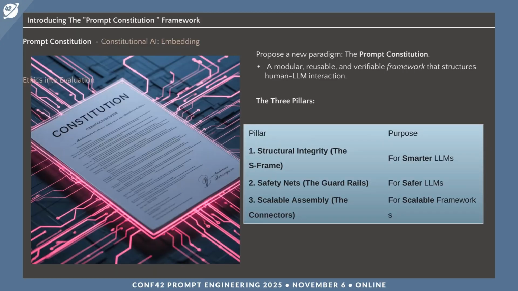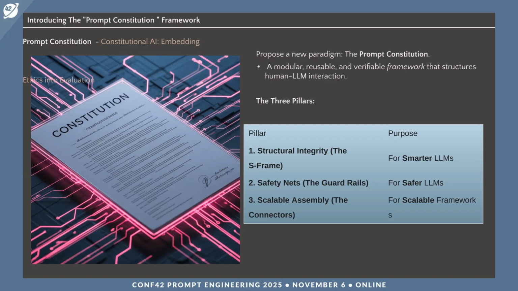So now let's talk about the framework, right? In today's topic, we introduce something called the prompt constitution. Think of it as similar to the constitutional rules we all abide by, right? Baking ethics into the evaluation is the key. This prompt constitution paradigm achieves a modular, reusable, and verifiable framework that structures human-LLM interactions, right?